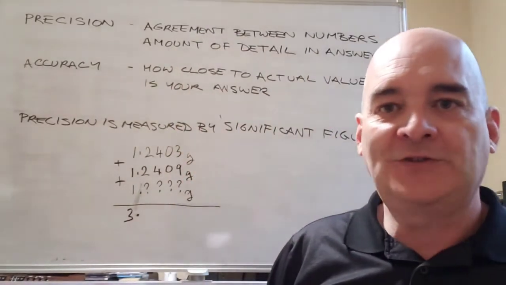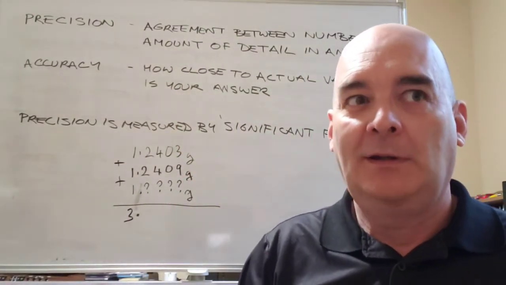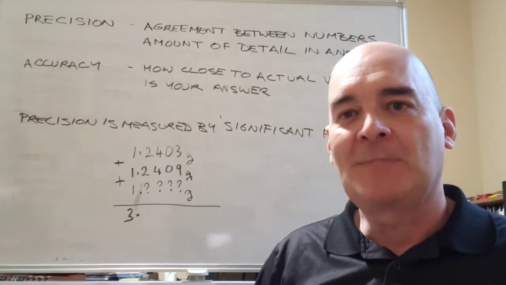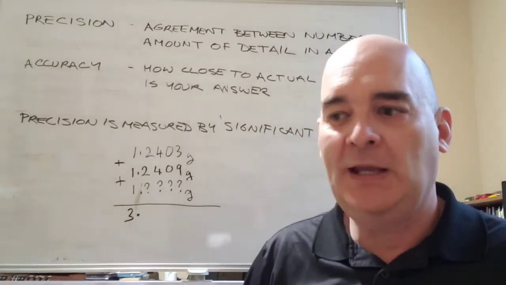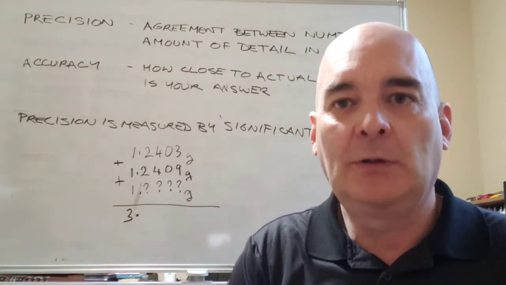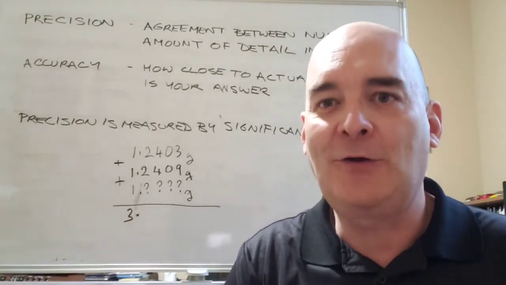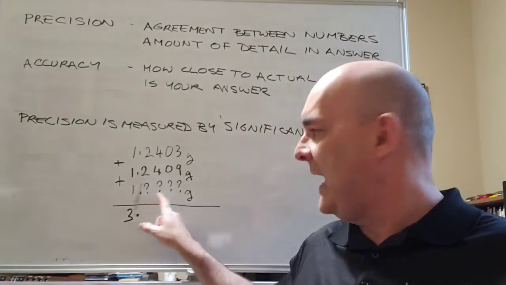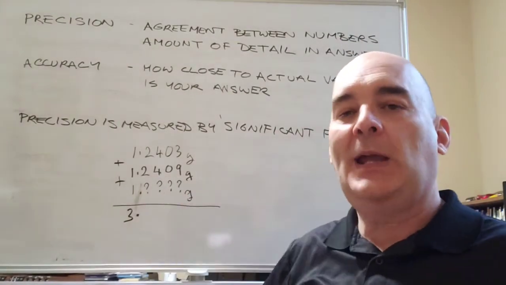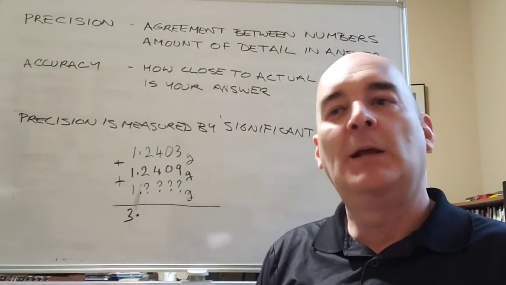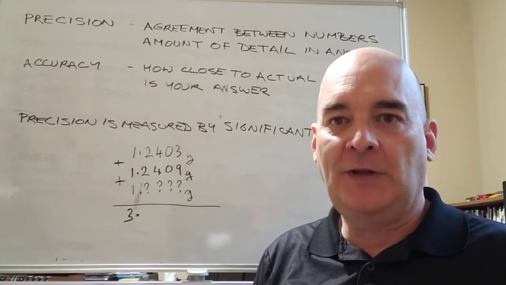You can't include question marks in a calculation. That's all significant figures is: if it's been measured, we can use it. If it hasn't been measured, we cannot use it. We cannot guess what those numbers are because we haven't measured them. Okay? I'll show you a couple of examples of significant figures now.